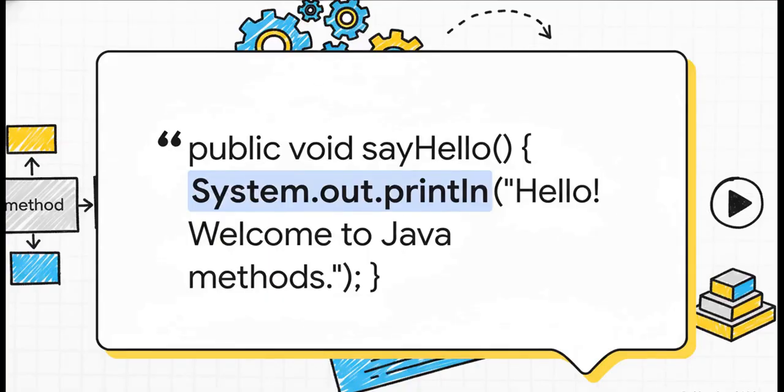And here's what that looks like. We've named this one Say Hello. Now, see those empty parentheses? That's our clue that this method doesn't need any outside info to do its job. And that word void? That's just a fancy way of saying it's not going to send an answer back. So when you call this method, it does one thing and one thing only. It prints that greeting. It's basically a fire and forget kind of command.